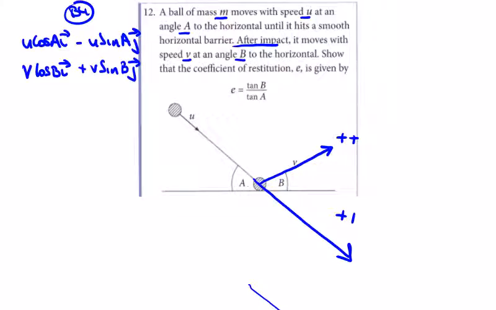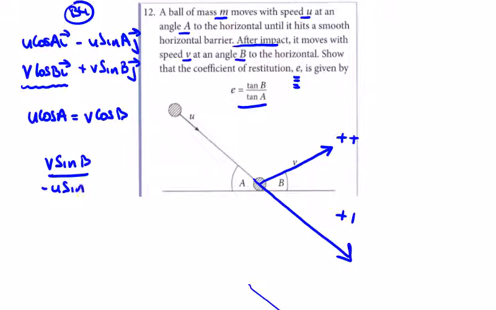So, show that the coefficient of restitution e, which you have seen in the previous question, is equal to tan b over tan a. Well, what can we say here? We can definitely say that u cos a is equal to v cos b, because the i doesn't change. We can also say that after, which is v sin b, over before, which is minus u sin a, is equal to minus e. So if I cross multiply here, I'm going to get v sin b is equal to e u sin a.